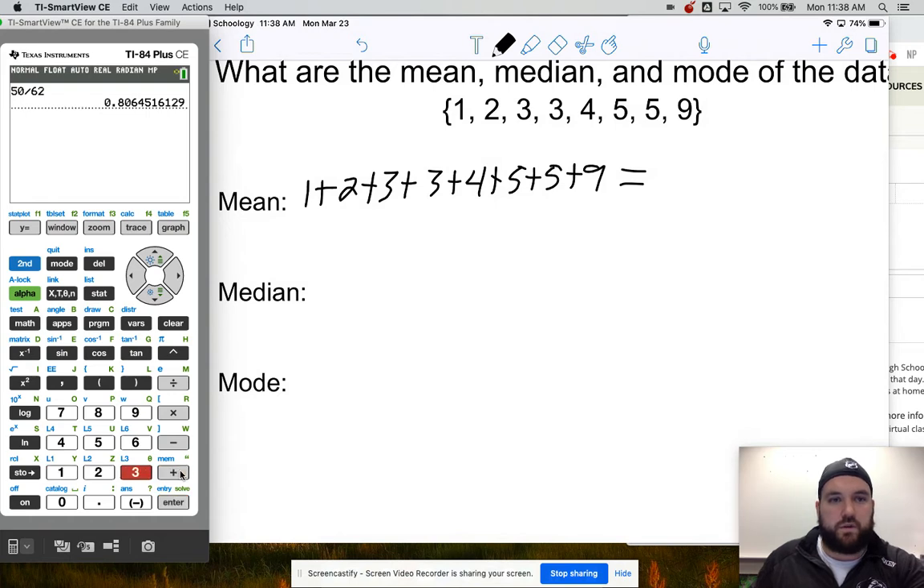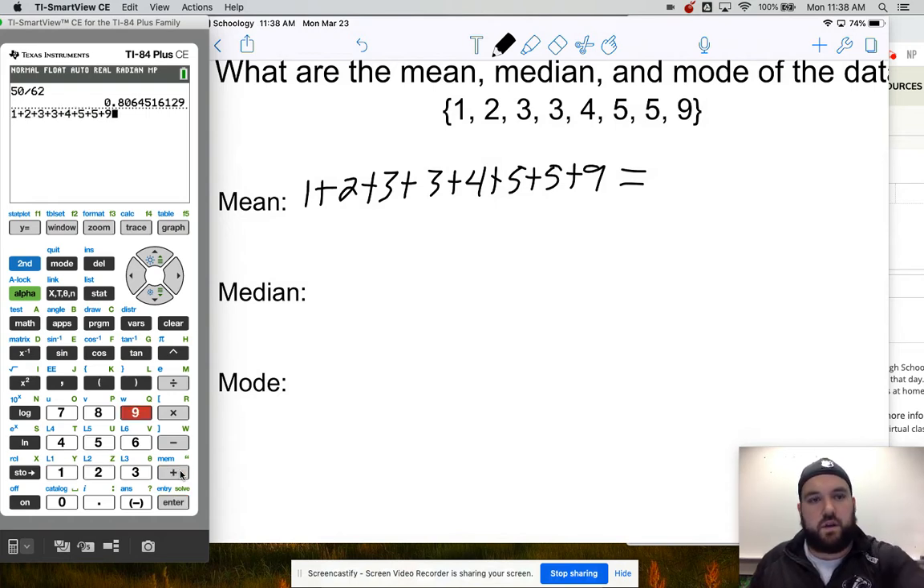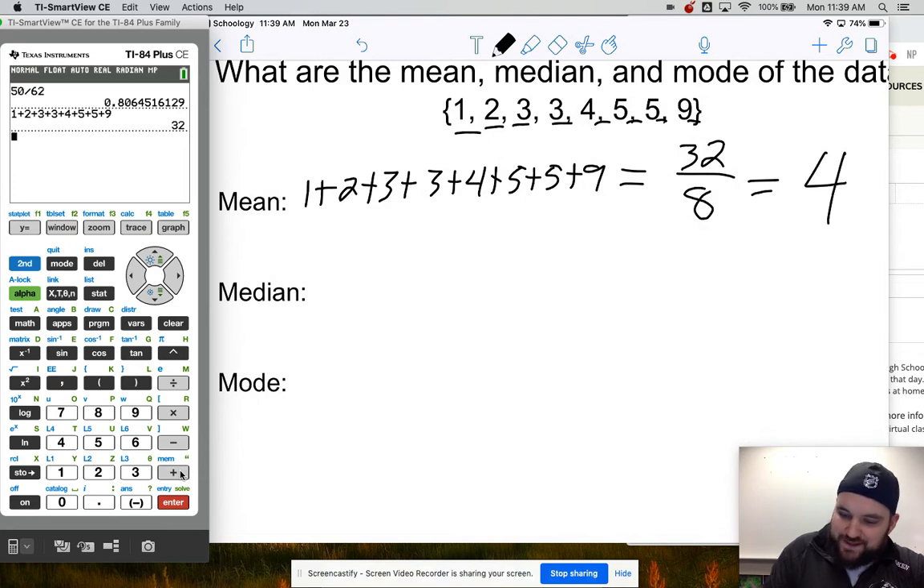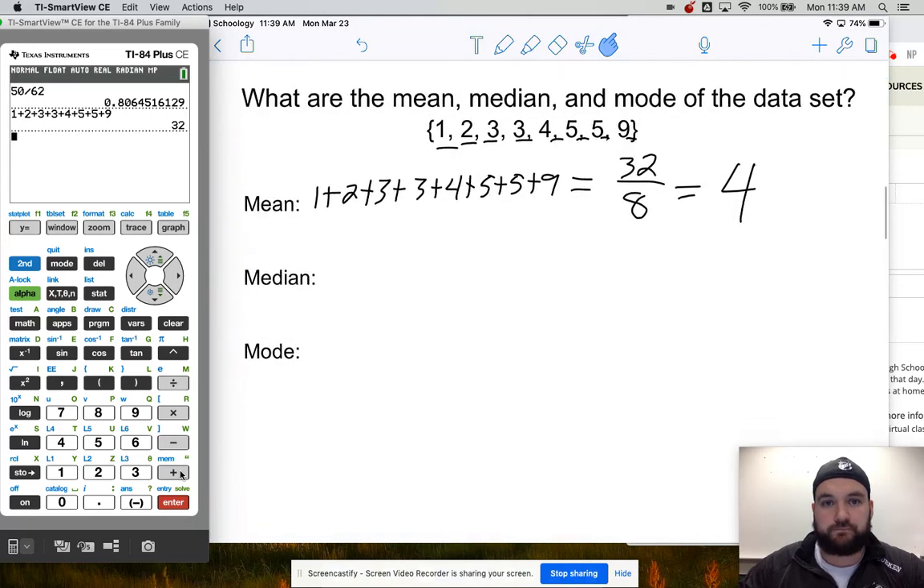1 plus 2 plus 3 plus 3 plus 4 plus 5 plus 5 plus 9 gives me a total of 32. And I'm going to divide by how many numbers did I just have? So 1, 2, 3, 4, 5, 6, 7, 8. 32 divided by 8 is 4. So that is the mean of that data set. So that list of numbers has a mean or an average of 4.